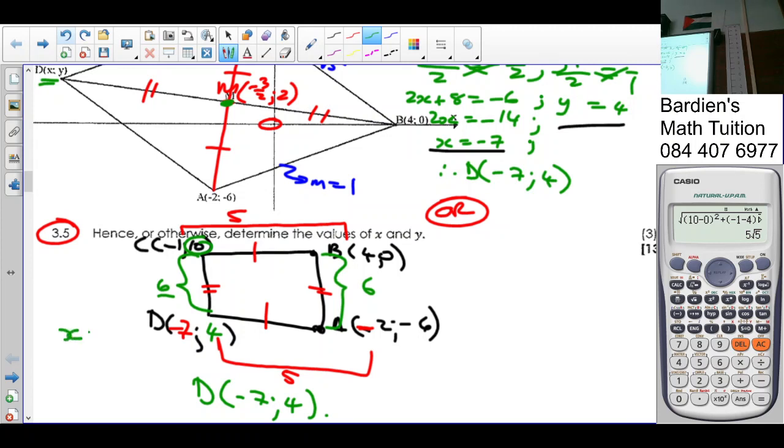Remember, they wanted your x and your y. But I'm sure they would have given you full marks if you had given D there, because that is where x and y lie anyway. Alright. Any confusion? Any questions? No.